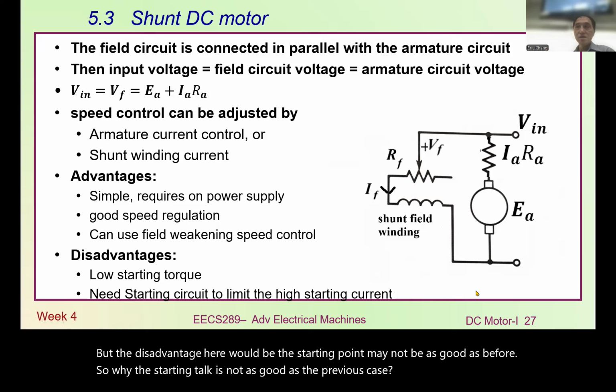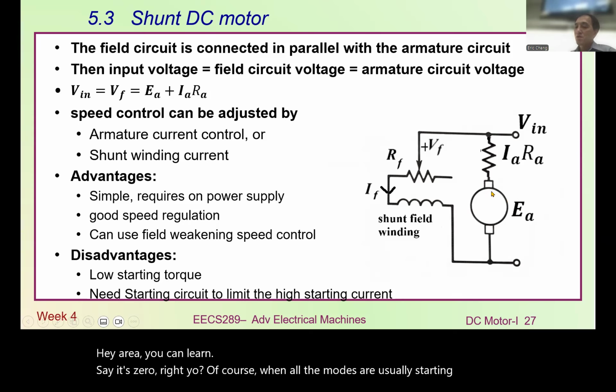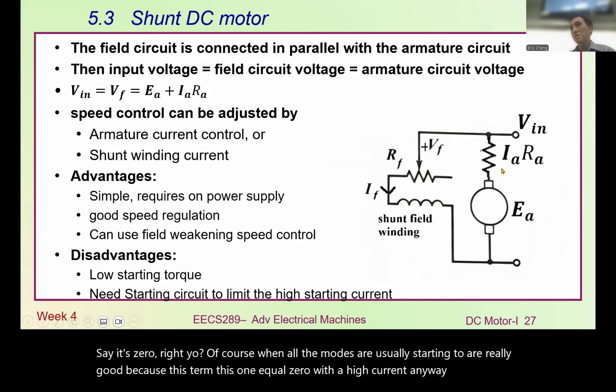Previously, EA was 0. You cannot, there's 0, right? Of course, when the motor starts, the starting torque is usually really good because this one equals 0. We get high current anyway, so usually the motor has a better torque anyway.